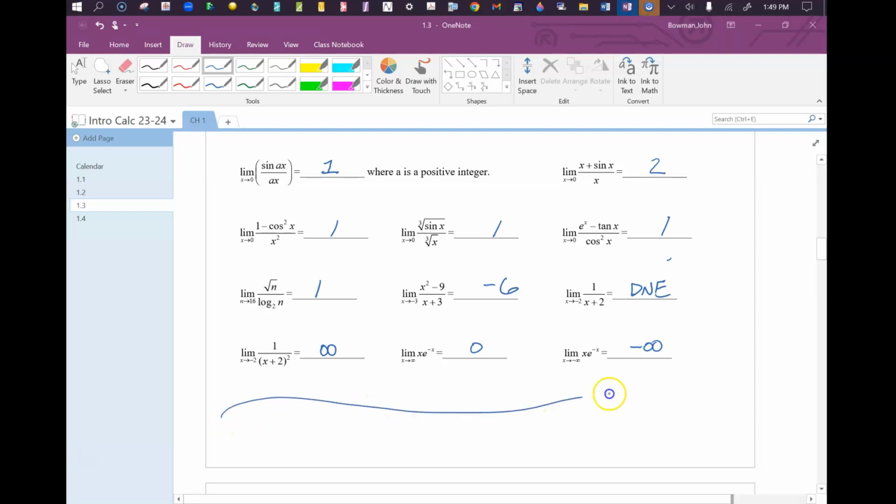This is not the end of section 1.3, but we're going to stop here and we'll pick up with the rest of it in the next lesson.